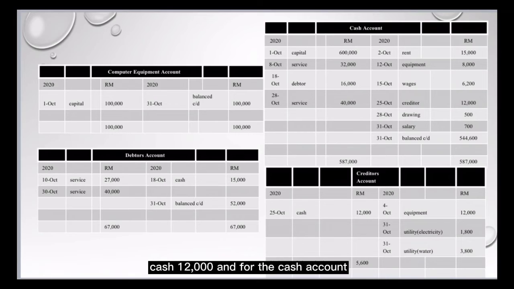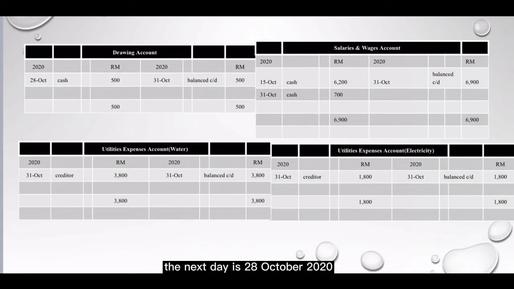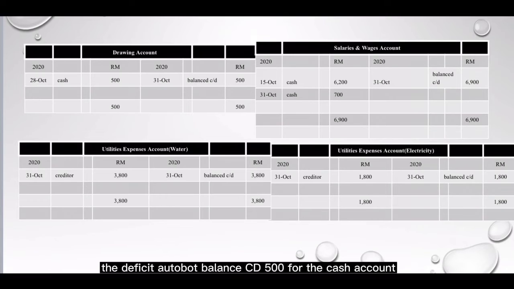And for the cash account, the credit side 25th October creditors 12,000. The next date is 28 October 2020. The first one is drawing account. For the debit side, 28 October cash 500, and the credit side 31st October balance CD 500.